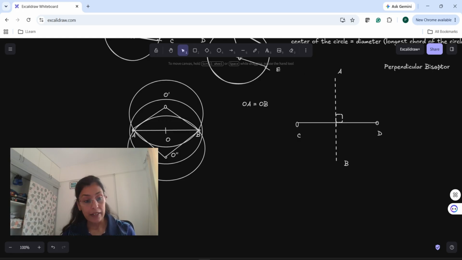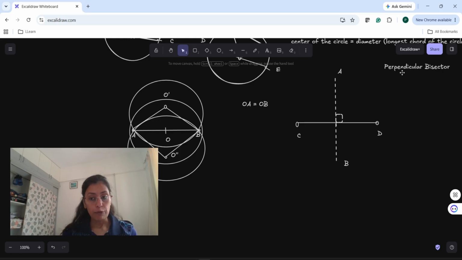What does bisector mean? Bisector means any line which is dividing another line into two equal halves. Bi means two, sector means a section, a part. So bisector means something which is dividing it into two equal halves. So when I am saying AB is a perpendicular bisector, it means it has both the properties.